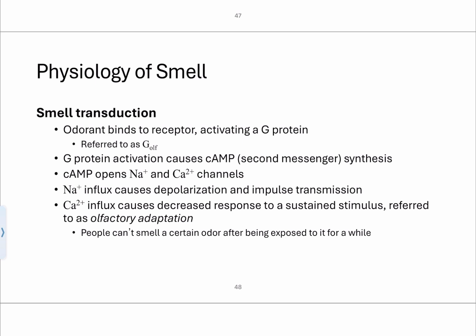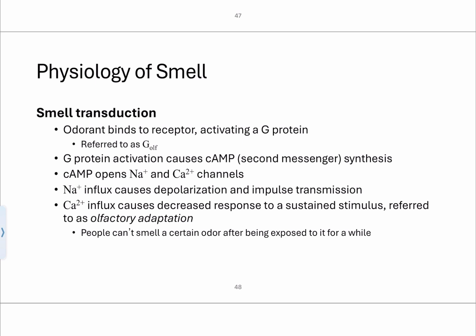Once we have our G protein activated, it's going to activate enzymes. These are adenylate cyclases that synthesize cyclic AMP, or cAMP, as the second messenger. And then our cyclic AMP is going to act directly on the plasma membrane cation channels, causing them to open, and we're going to have sodium and calcium enter in. Because we have a positively charged ion, sodium, coming into the cell, this is going to cause depolarization and ultimately transmission of the impulse. The calcium coming in causes the transduction process to adapt, decreasing its response to a sustained stimulus.